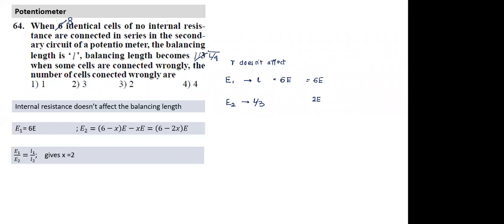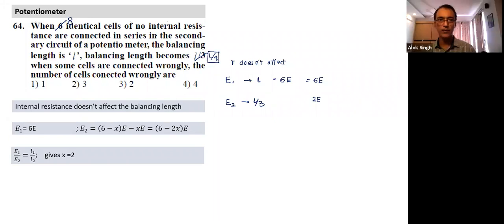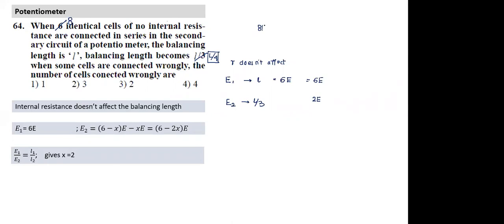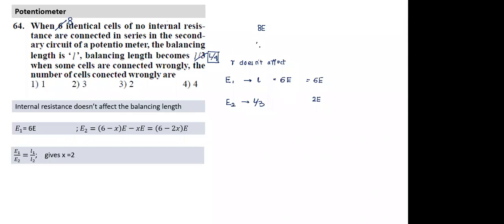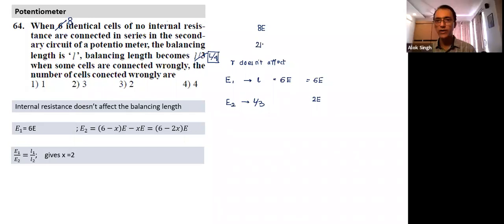What does it mean if 8 cells are connected? If 8 cells are properly connected, I have 8E. Sir, 5 and 3 is possible, right? Yes. So it has become equal to 2E. How do I get 2E from 8 batteries? With a plus minus combination. So 5E minus 3E: 5 are in the forward bias, 3 are in the reverse direction.